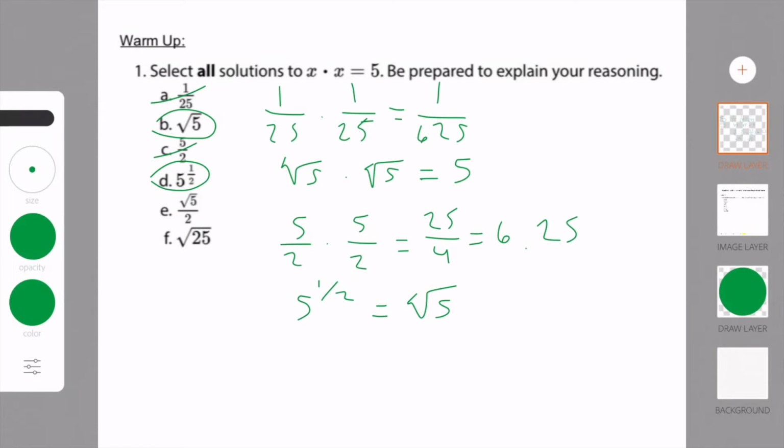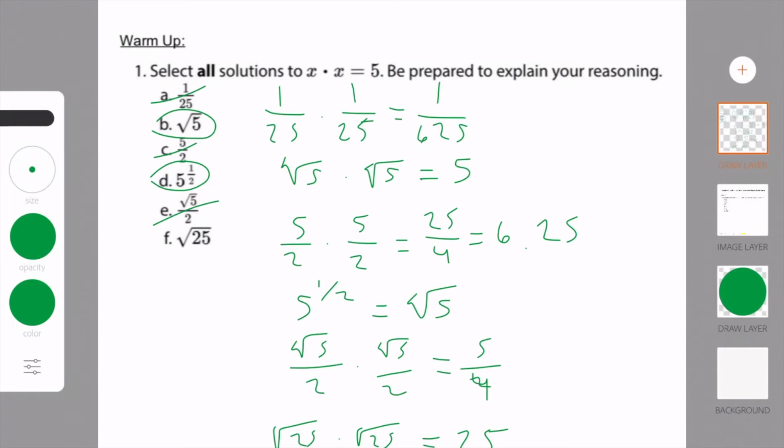as well. Part E, it is radical 5 over 2. I think you can take a guess here that that's going to be 5 over 4, and that is not correct. So we can cross that one off. And then the last one is radical 25 times radical 25 comes out to 25, right? So that one is not correct either.